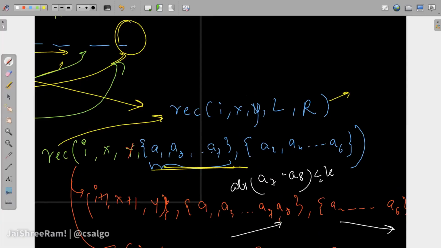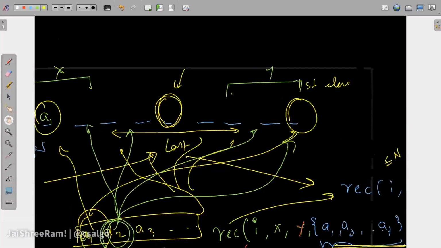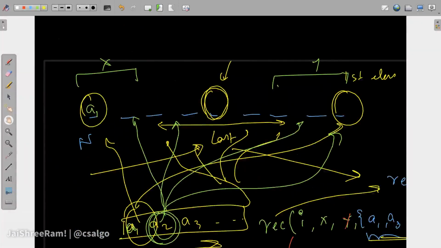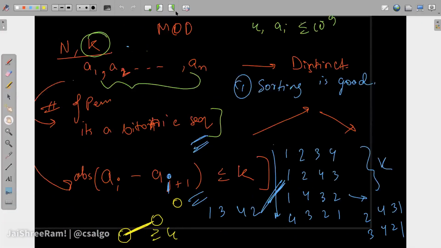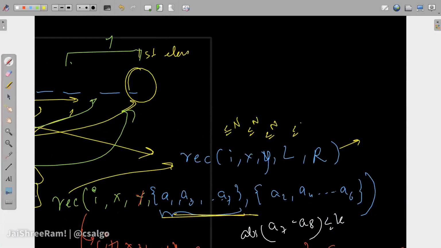I can be up to n, x can be up to n, y can be up to n, but the values A_i individually can be up to 10 to the power 9, right? So it's not possible to keep the A_i in the state, because then the state space would be up to 10 to the power 9 and we are doomed. It's not possible to save it. So can we do better than keeping L and R as values in the state?